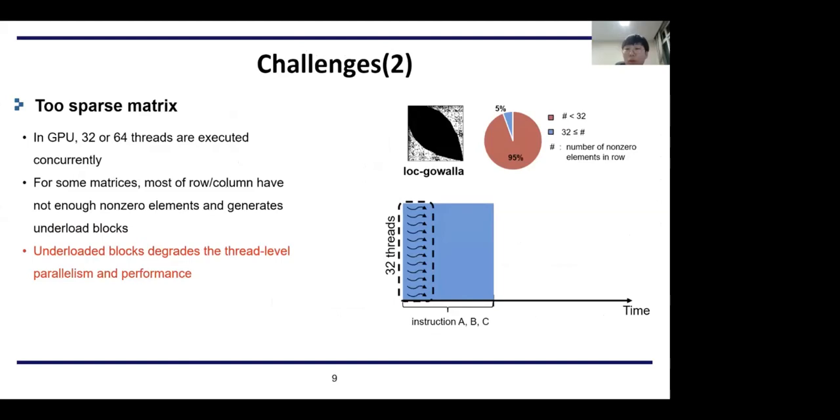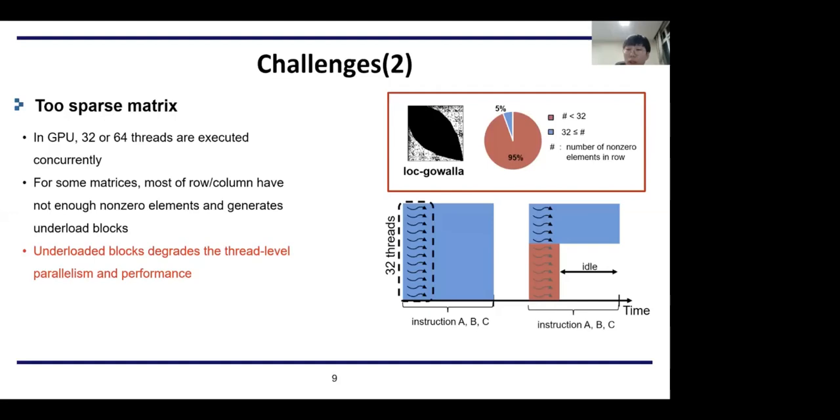The second problem is that some matrices are large, but too sparse and have only a few elements in most of the rows and columns. For example, as shown in the graph, 95% of the rows in the location matrix have less than 32 non-zero elements. In GPUs, at least 32 parallel workloads must be executed to guarantee the TLP parallelism. So for the example matrix, most of the threads would be in idle state, waiting for the running thread with the actual work. This can also cause poor resource utilization while using the GPU. Therefore, the sparsity of the matrices can be another challenge when performing sparse matrix multiplication.